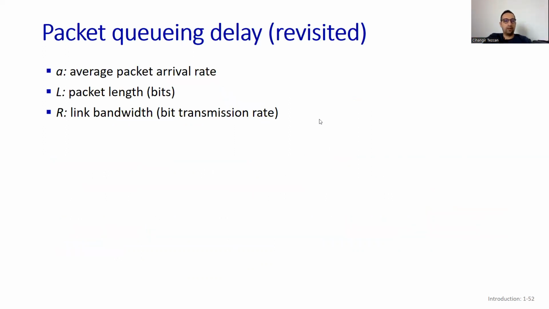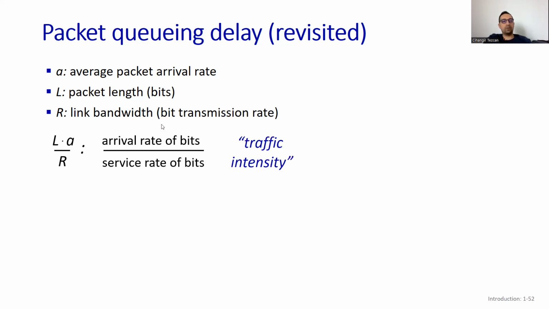Okay. So let's revisit packet queuing delay. We're revisiting it because we said that in general it requires L over R, but we don't know at which frequency packets arrive. So here we add another variable, A, the average packet arrival rate. So this time the formula is that we multiply it with A. The arrival rate of bits divided by the service rate of bits actually determines your traffic intensity.